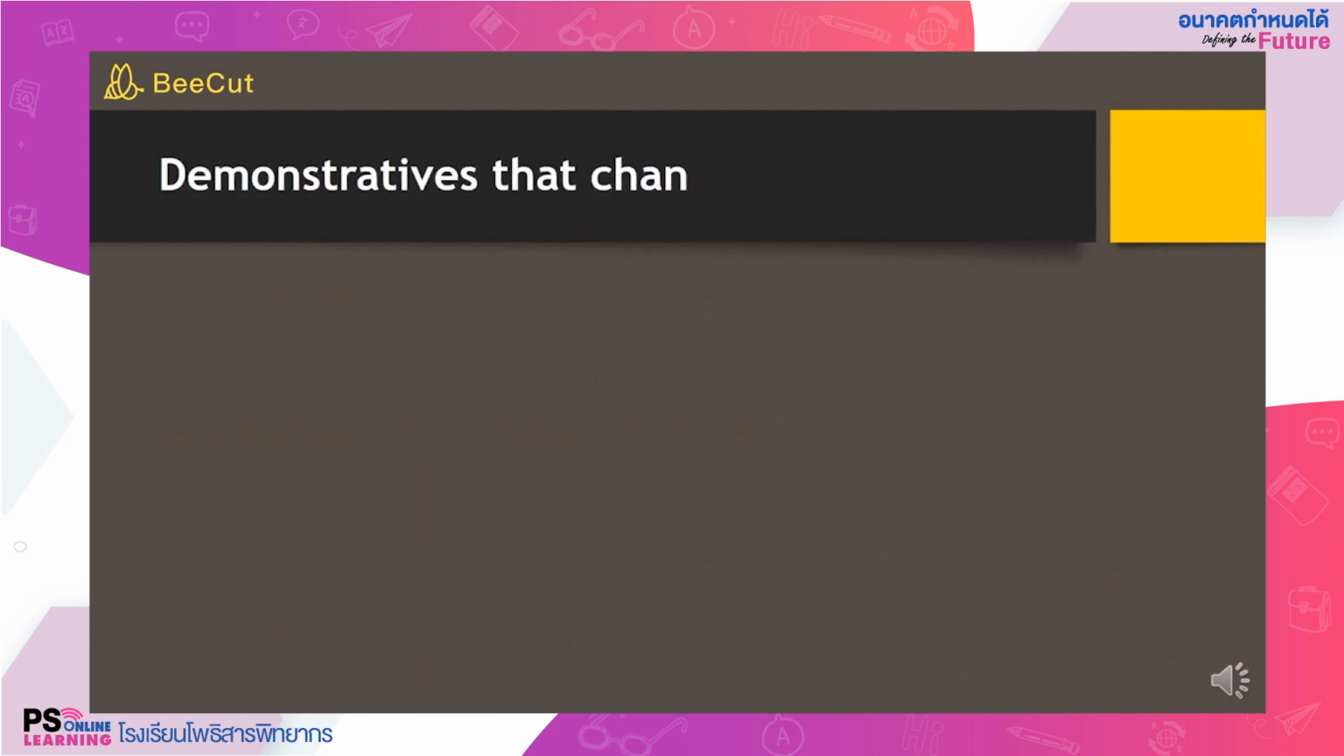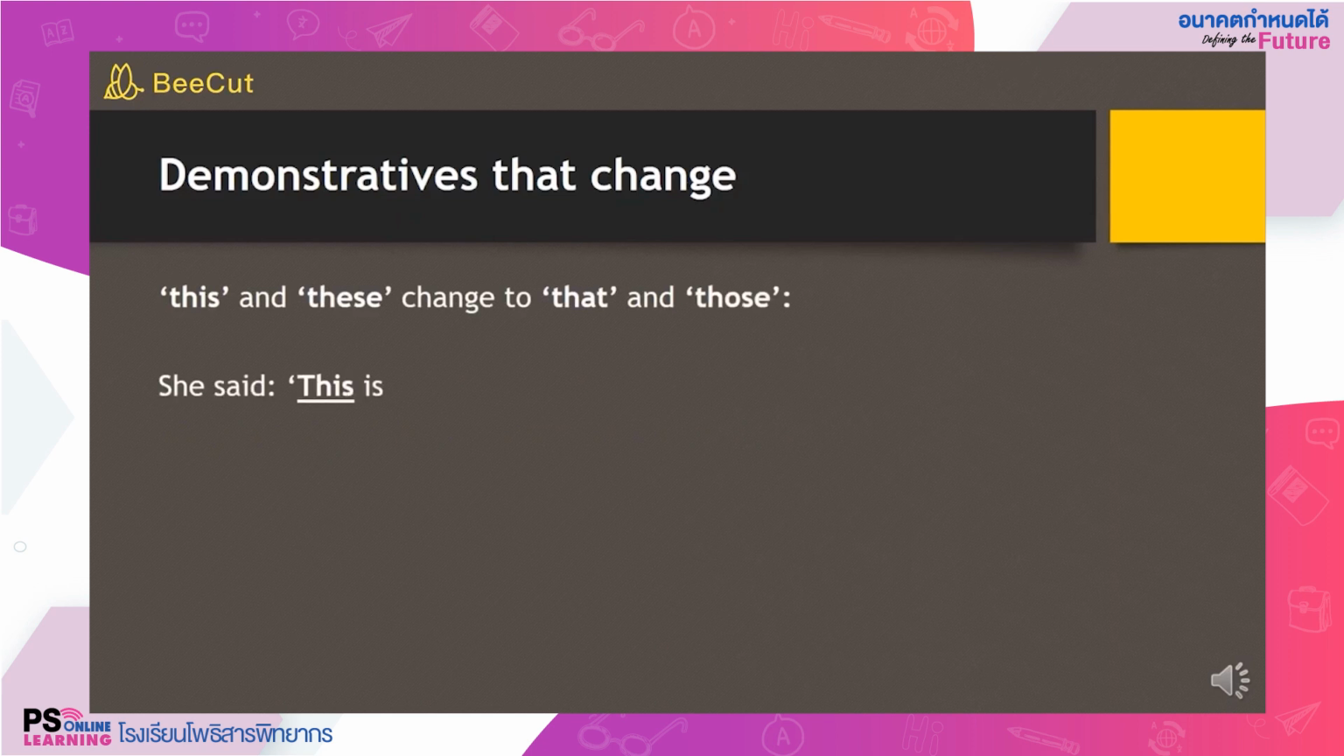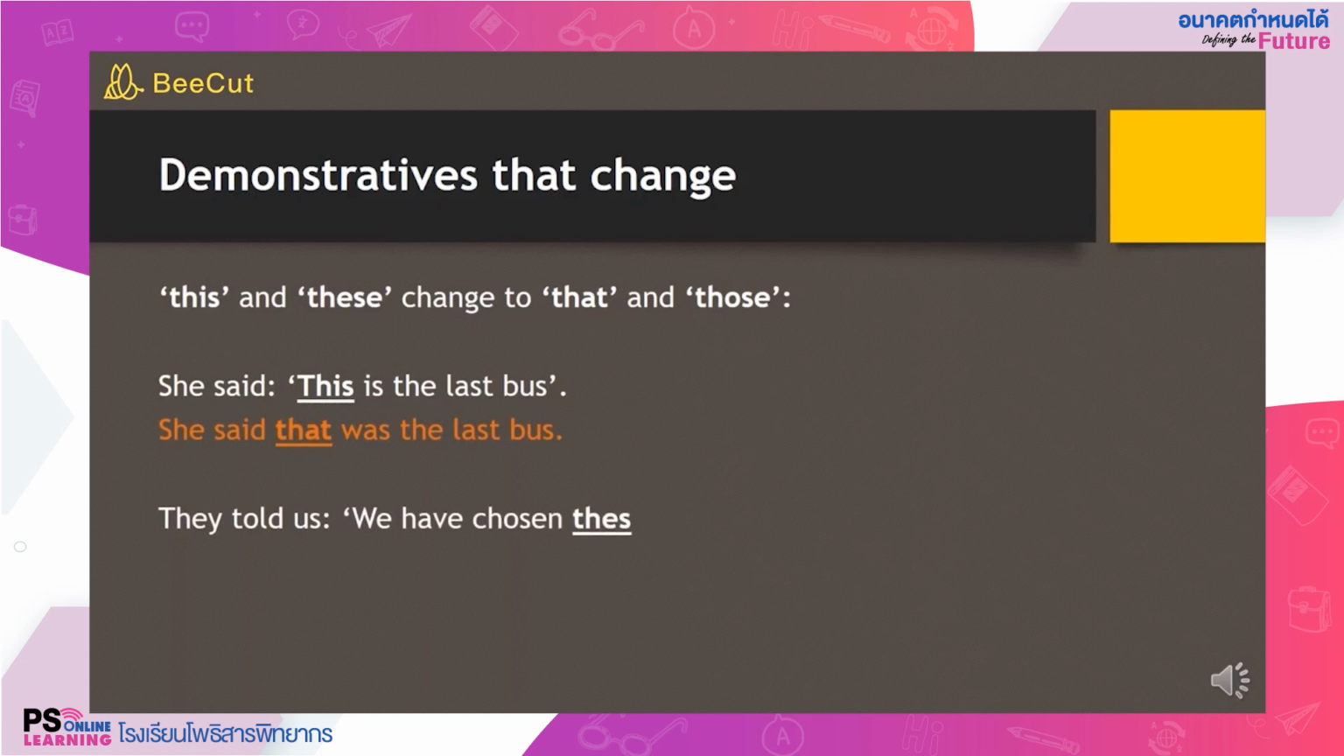Demonstratives. This and these change to that and those in reported speech. For example, she said, "This is the last bus." Reported speech is, she said that was the last bus. They told us, "We have chosen these books." They told us that they had chosen those books.